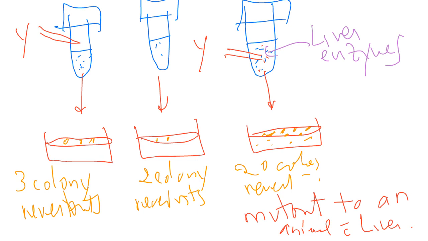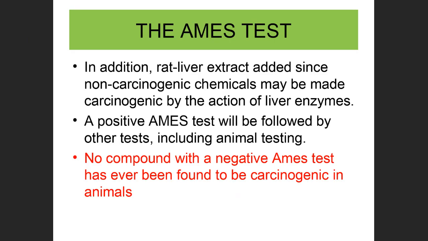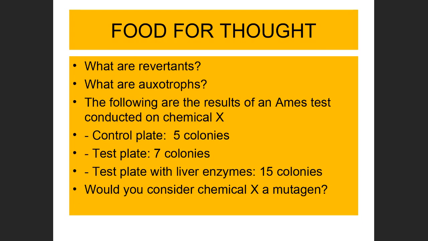And pretty much every single chemical that's tested, we do it. It's tested by the AMES test first before it's taken on to more complex tests. So have an idea of how the AMES test works, so that if you're given the result of an AMES test, you can say, oh yeah, this is the interpretation of the result. Okay.